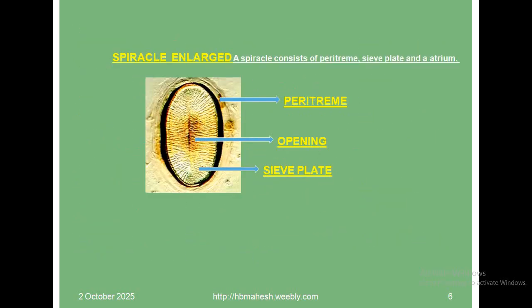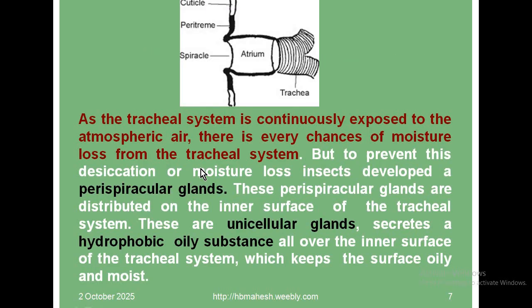See, this is the structure of spiracle, enlarged one. It consists of a peritrium, the outermost rigid structure. It may be called a frame. And we can also observe the central opening and a sieve plate. This is the structure of spiracle.